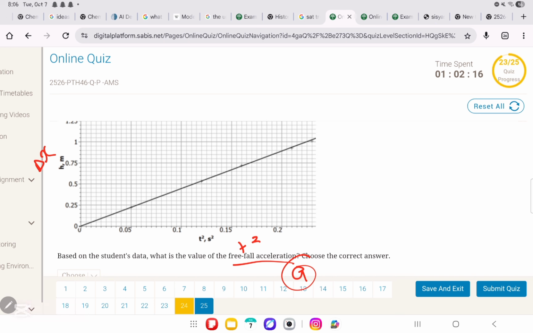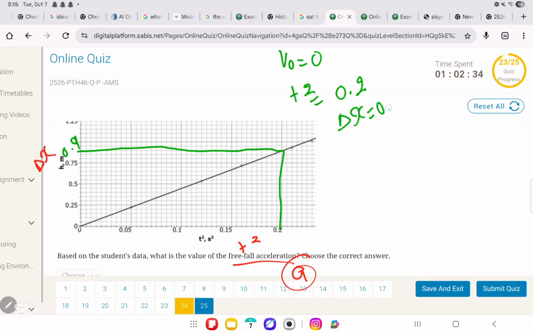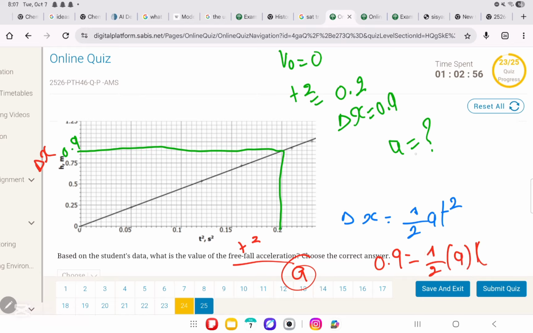Time squared, let's just choose any delta x and any time. For example, the time squared is 0.2, and delta x is 0.9. And they want us to find acceleration. Very simply, delta x is equal to 1 over 2 a t squared plus v initial t. V initial is 0, so anything times 0 is 0. Remove it. So now this is our equation. Delta x, which is 0.9, is equal to 1 over 2 times acceleration times time squared, which is 0.2. So acceleration over 2 is equal to 4.5. That means acceleration is 9 meters per second squared.